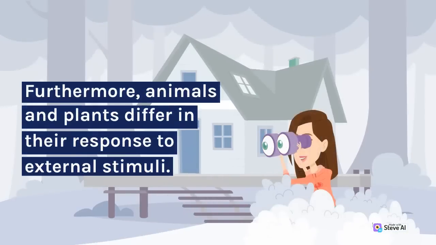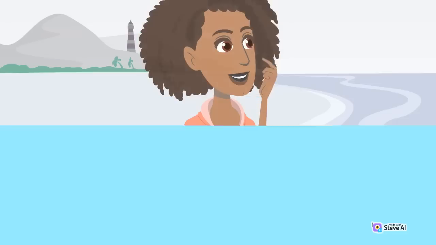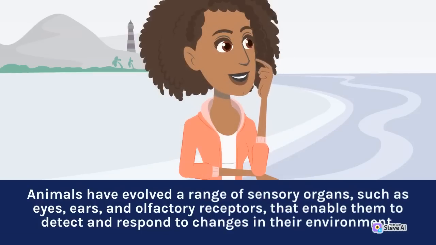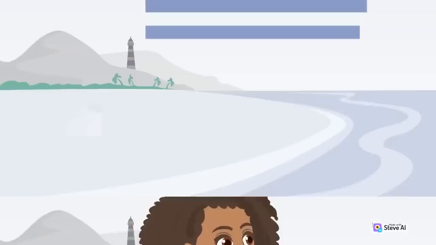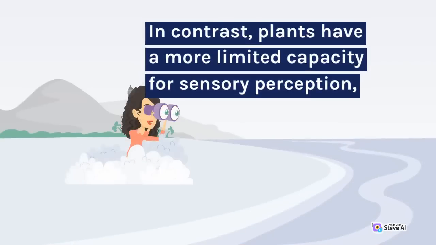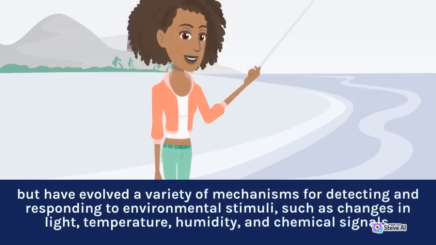Furthermore, animals and plants differ in their response to external stimuli. Animals have evolved a range of sensory organs, such as eyes, ears, and olfactory receptors, that enable them to detect and respond to changes in their environment. In contrast, plants have a more limited capacity for sensory perception, but have evolved a variety of mechanisms for detecting and responding to environmental stimuli, such as changes in light, temperature, humidity, and chemical signals.